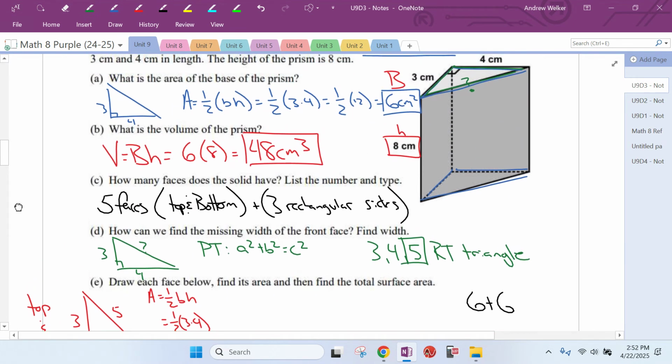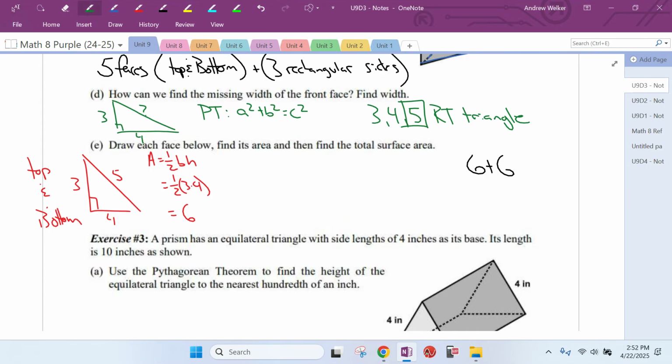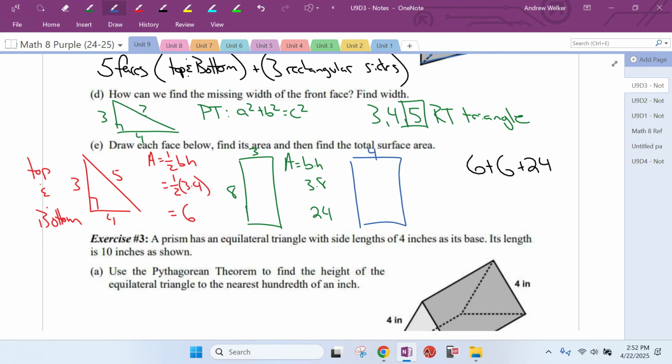Now I'm going to come up with each of the rectangular sides. So one of the rectangular sides had a height of 8 and a base of 3. So the area of that would just be base times height, or 3 times 8, which is 24. So I'm going to add another 24 here. The next one was 4 by 8. Area of that would be, again, base times height, because there's another rectangle. 4 times 8 is 32. So now I need to add a 32 to that.